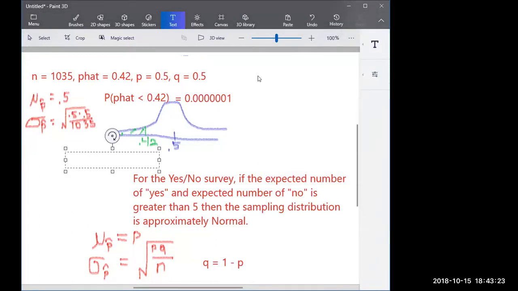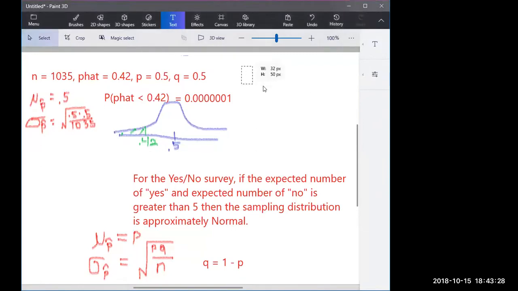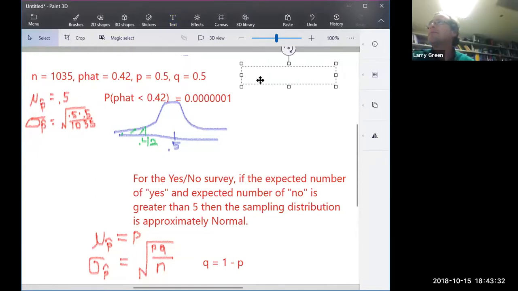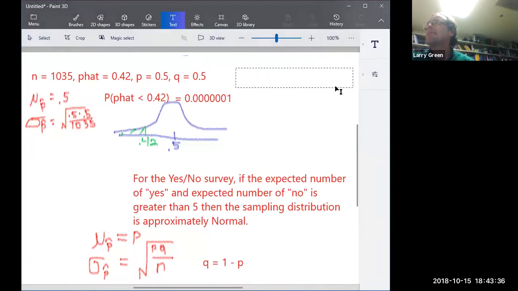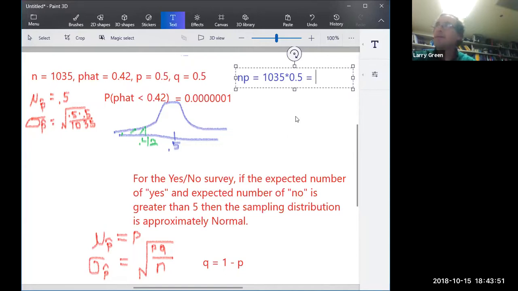I've learned 17 of them, so that's half. Pretty much. So NP, whoops, have to hit that one again. I missed it. One more try. NP is equal to 1035 times 0.5, which is 517.5.